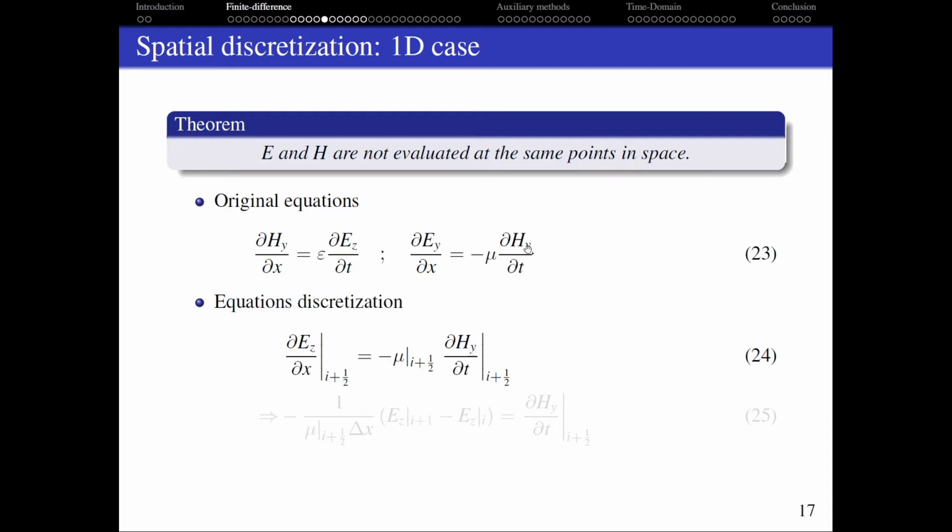So we can do it the same way for the other set of equations to have a discretization for H. And so we apply again our scheme at i plus 1/2, and we get back the plus 1 over here, which means that the E field is properly defined at integer locations.